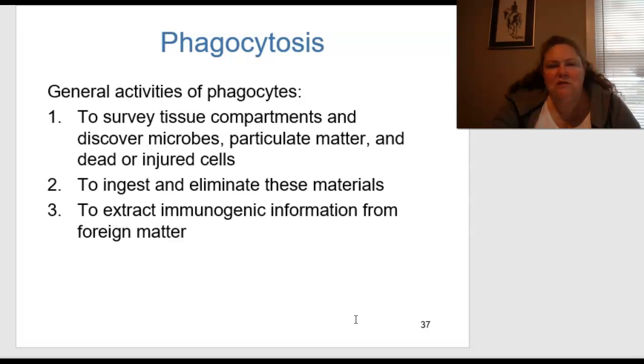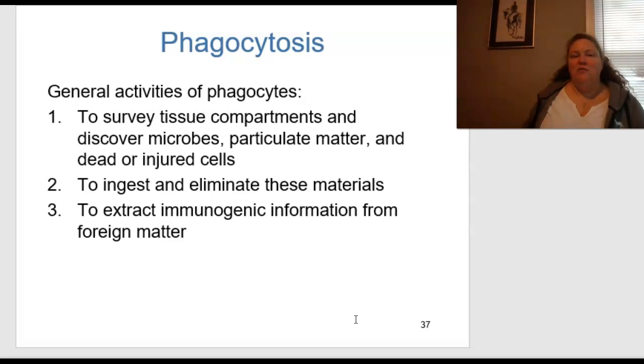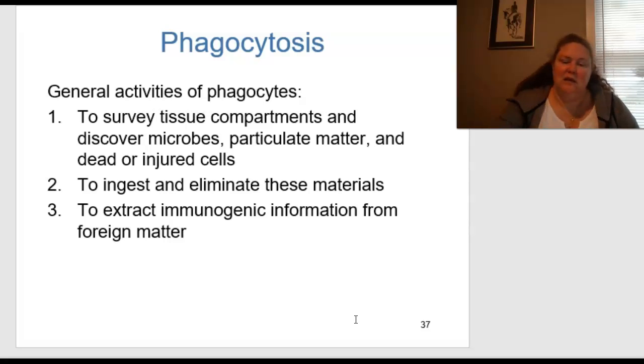Phagocytosis, well, this generally activates the general activities of phagocytes, which are, one, to survey the tissue compartments and discover microbes, particulate matter, and dead or injured cells, or two, to ingest and eliminate these materials. The third activity that they do is to take immunologic information from the foreign matter. So say, yo, what's going on? Okay, let's report you to the big guys and get this taken care of. Okay.